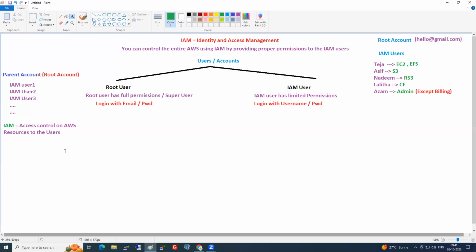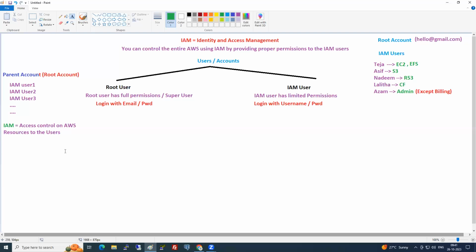And for that resource, can we give permissions? Now I can say Asif can go and launch EC2 instances. Asif can go and stop EC2 instances. So I am giving permissions to Asif for the AWS resources. So can we say that it is access control on AWS resources for the users? That is called IAM. Is it clear, Nana, till here? Any questions? Can you see online?